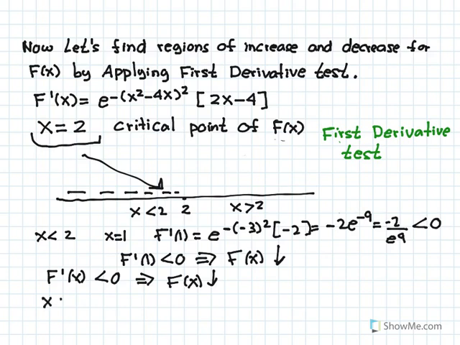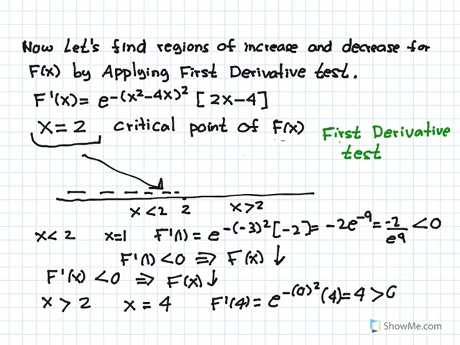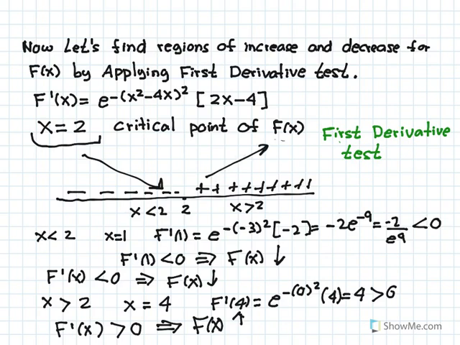Now let's pick a point x larger than 2. For example, x equals, say, 4. Then F prime of 4 is going to be e to the minus (4 squared is 16, minus 16, that's going to be 0) all squared, times (8 minus 4 is 4). That's just going to give us 4. 4 is larger than 0. That means that F prime of x is larger than 0, so the derivative is positive. That implies that the function capital F of x is increasing.